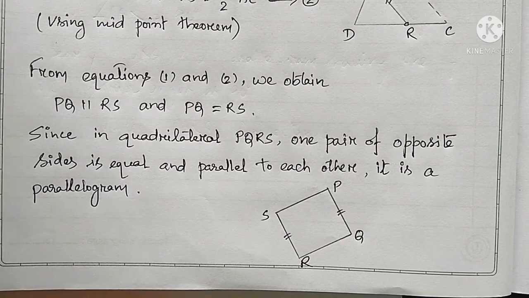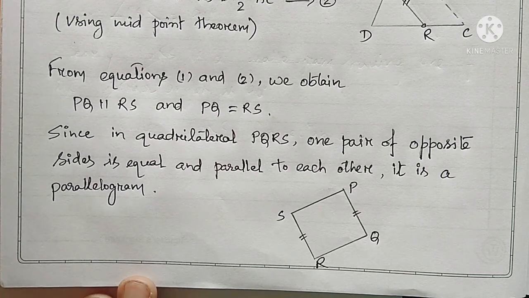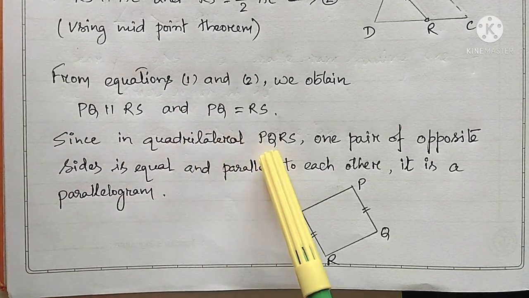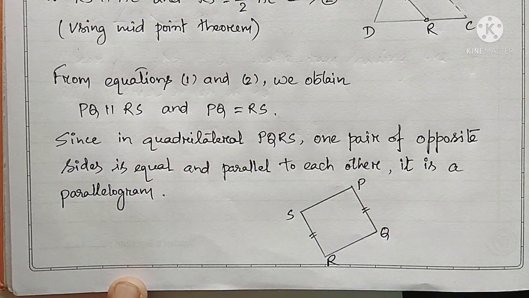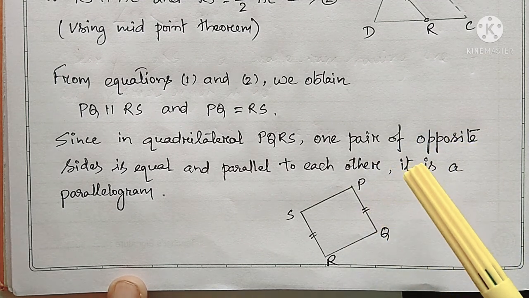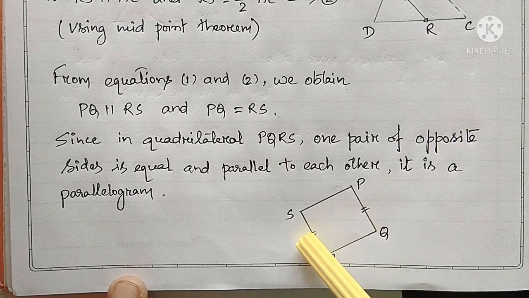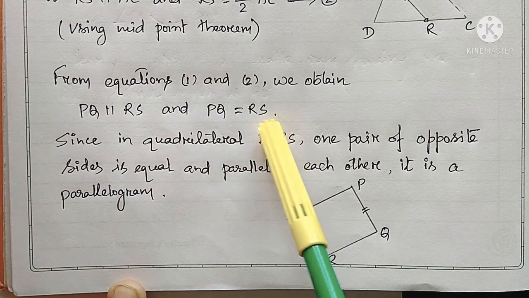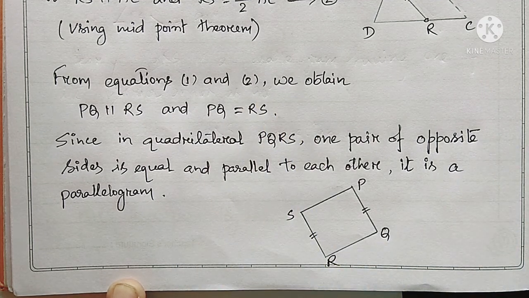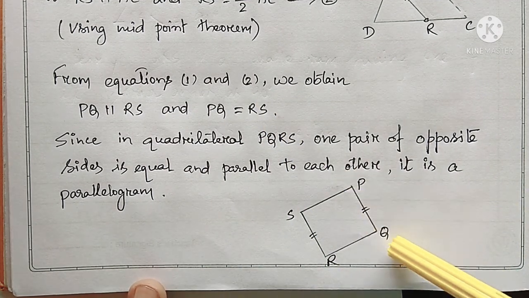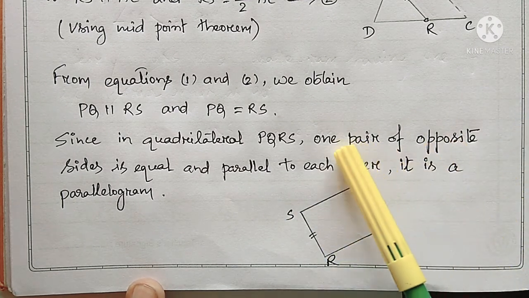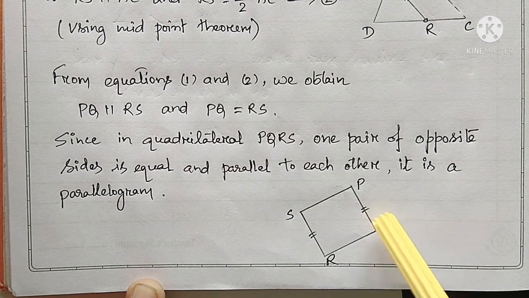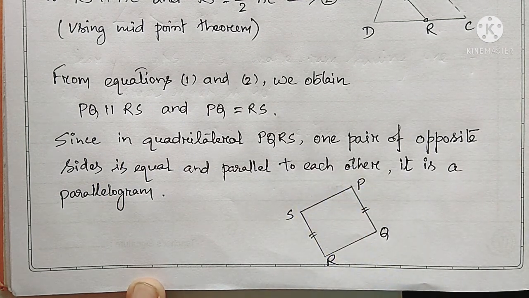So that's why, if you see this one, in quadrilateral PQRS, which is drawn separately here, we get PQ parallel to RS, as well as PQ equal to RS. Both the conditions we get. So from these two conditions we can say this PQRS is, first of all, a quadrilateral, and here one pair of opposite sides is equal and parallel, isn't it? Therefore this quadrilateral is known as a parallelogram.